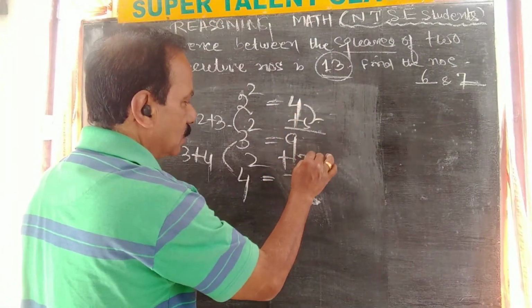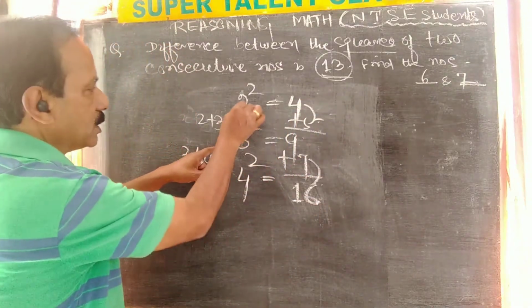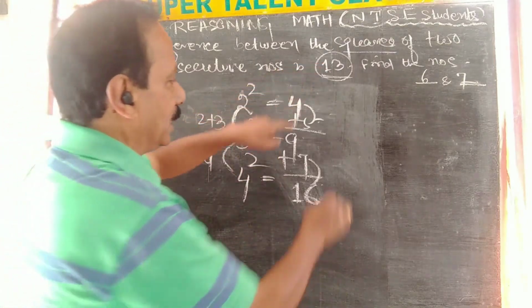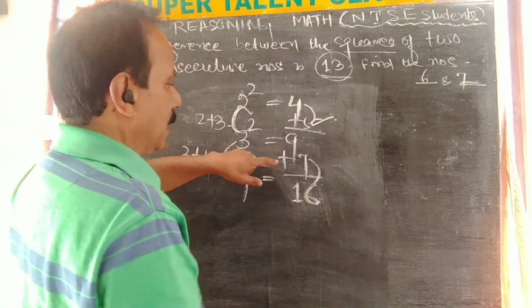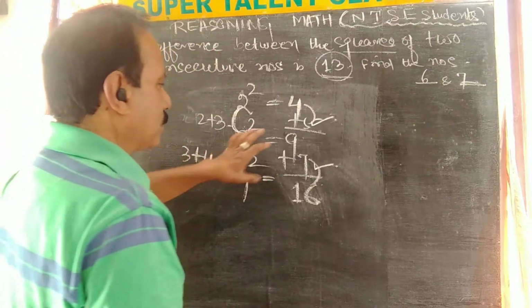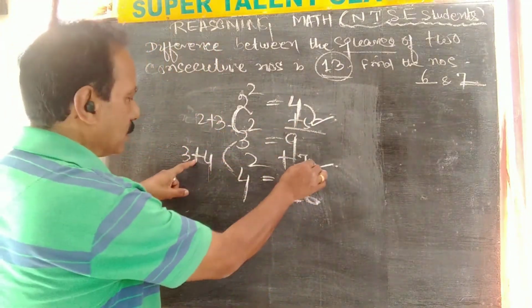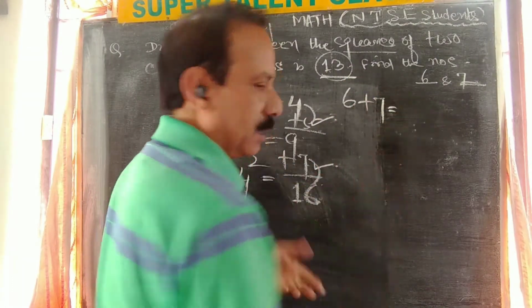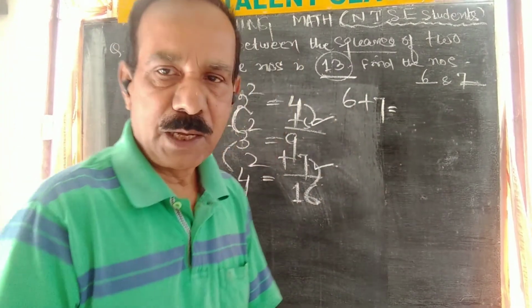Look, what is the pattern? Consecutive means this plus this, there will be a difference. Here you see, this difference is 5, this difference is 7. Where does 5 come from? 2 plus 3. Where does 7 come from? 3 plus 4. Where does 13 come from? 6 plus 7. That is within 1 second, that is over.